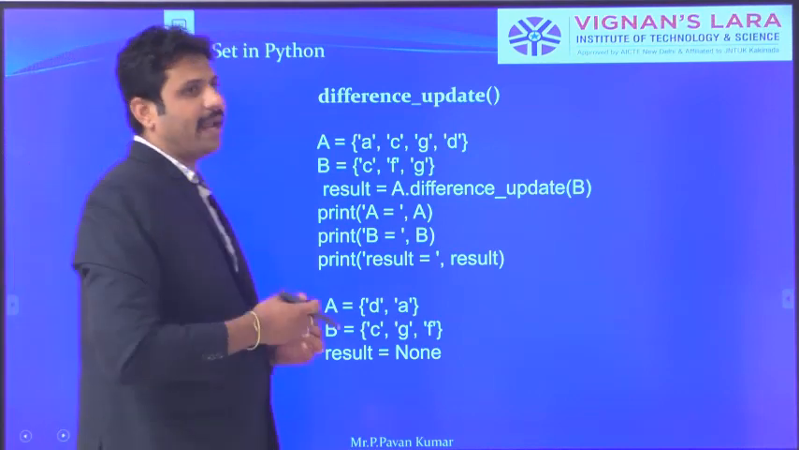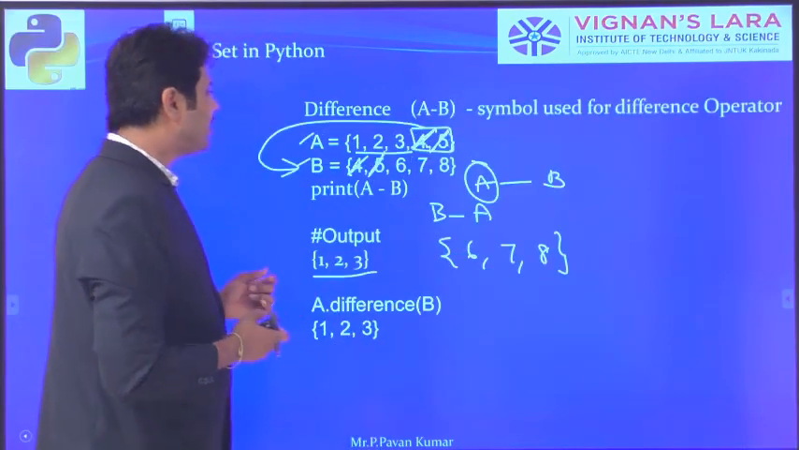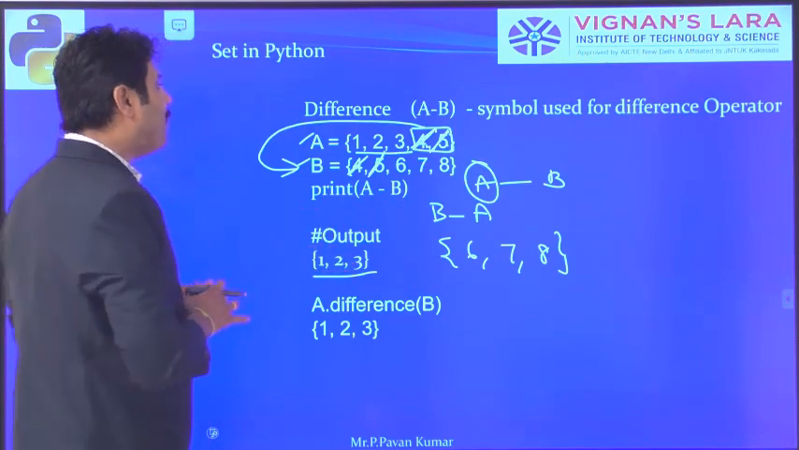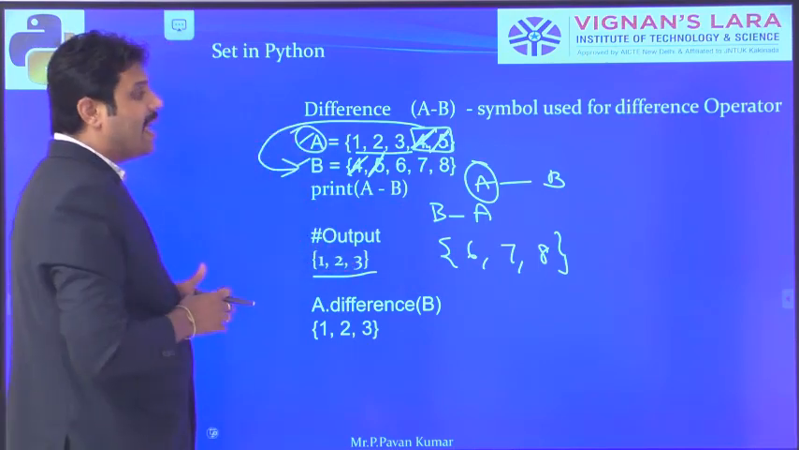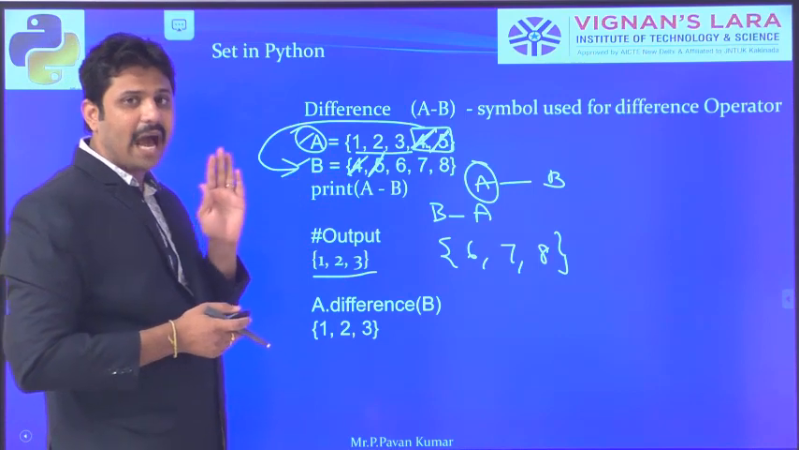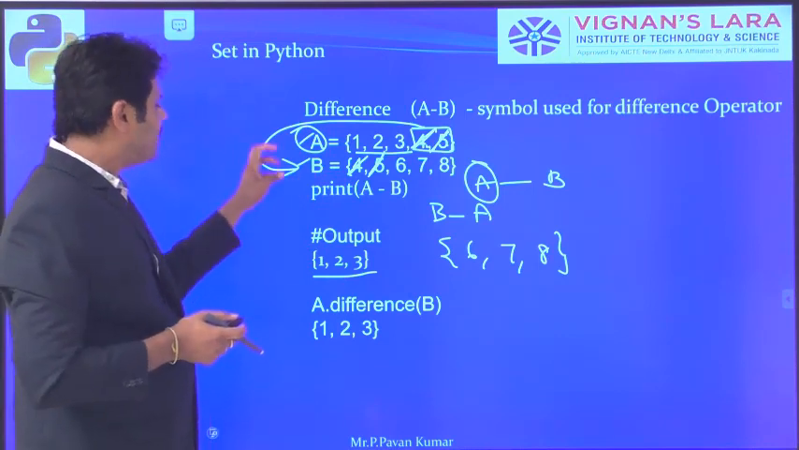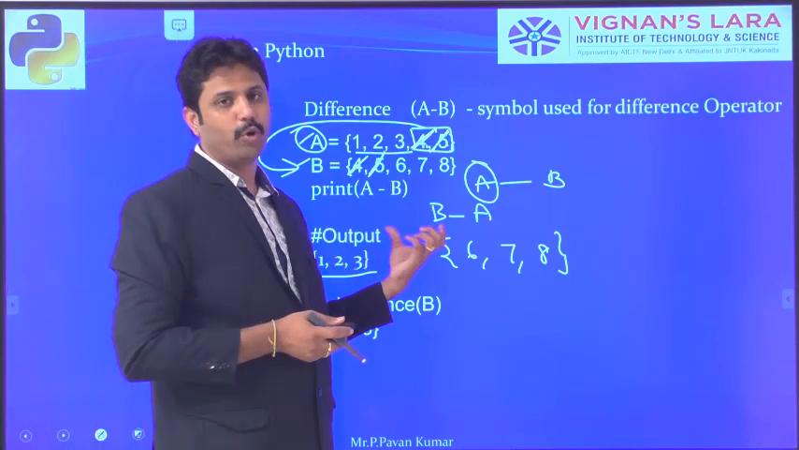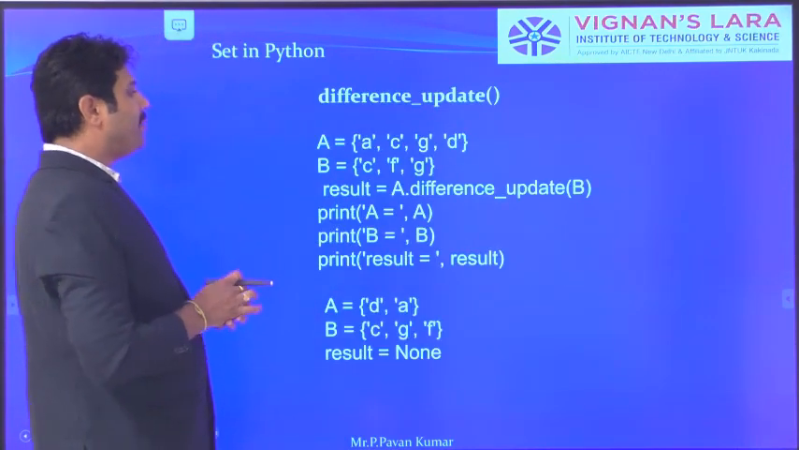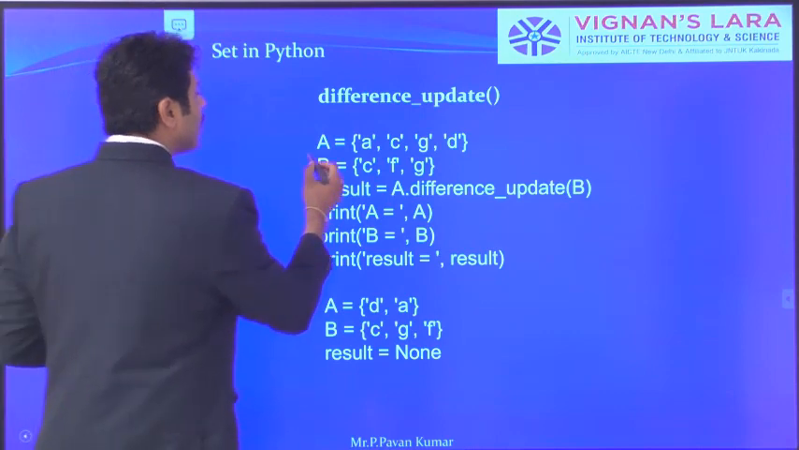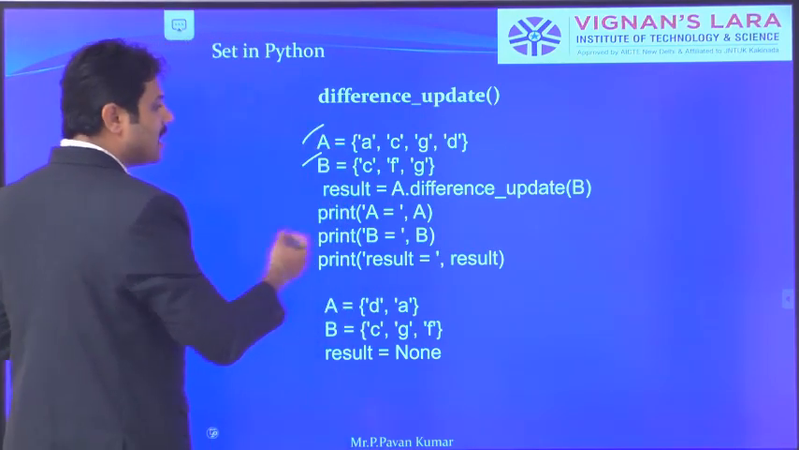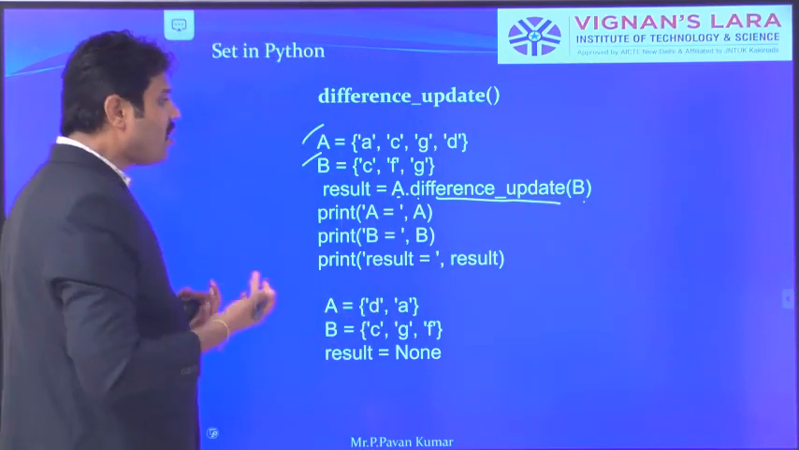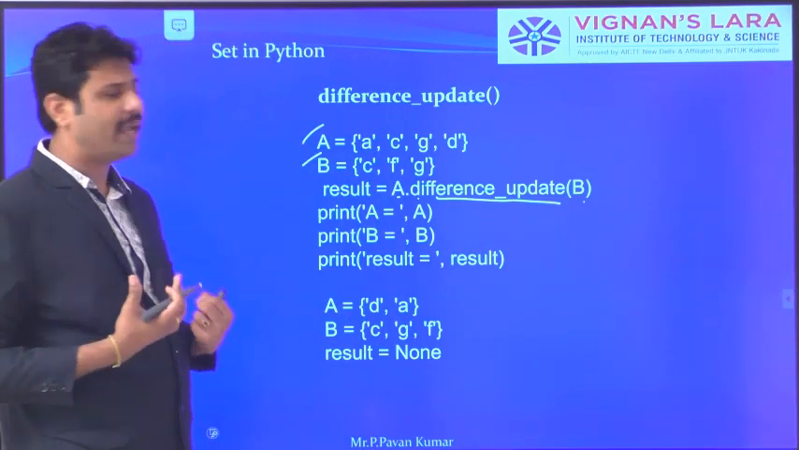Next, difference update. Previously we have seen difference. Difference update means it updates the set A. Here in difference it doesn't update A, it just creates some output. But difference update means, so let us see A and B sets. A dot difference update of B.